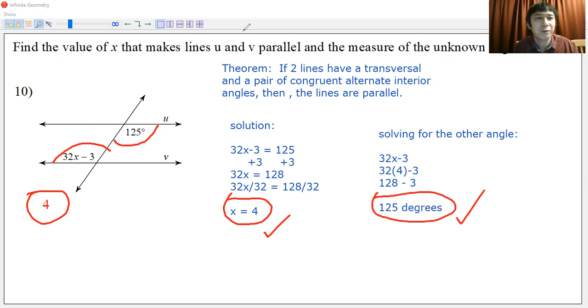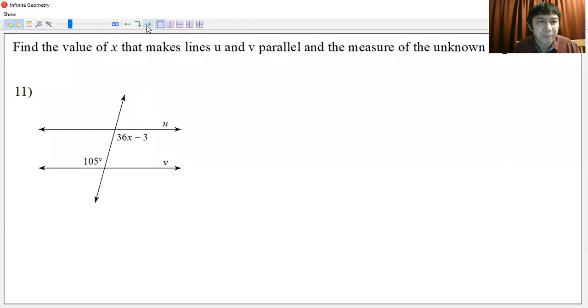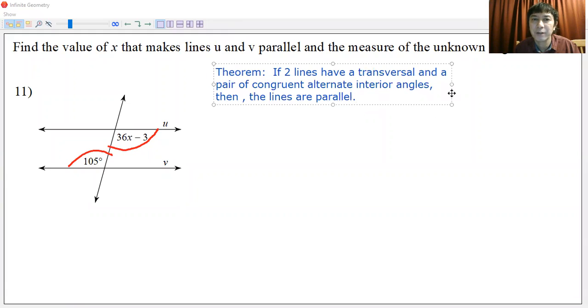Continue with number 11 now. We will clear the screen. Here's number 11. Find the value of x that makes lines U and V parallel and the measure of the unknown angles. The angle pair is another alternate interior. So we can still apply our second theorem there. If two lines have a transversal and a pair of congruent alternate interior angles, then the lines are parallel.